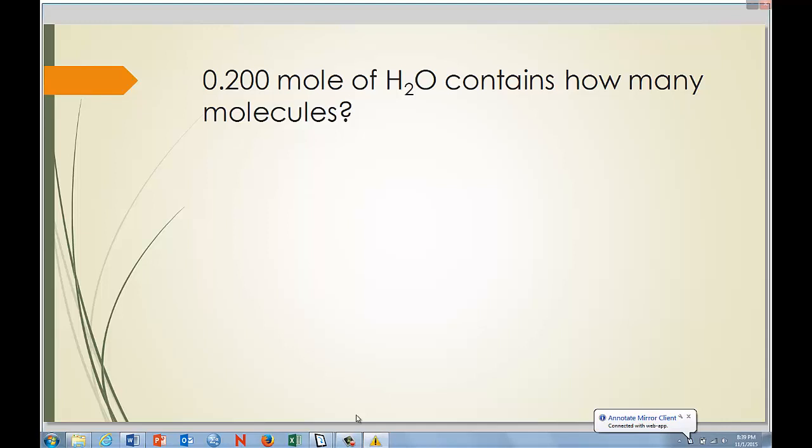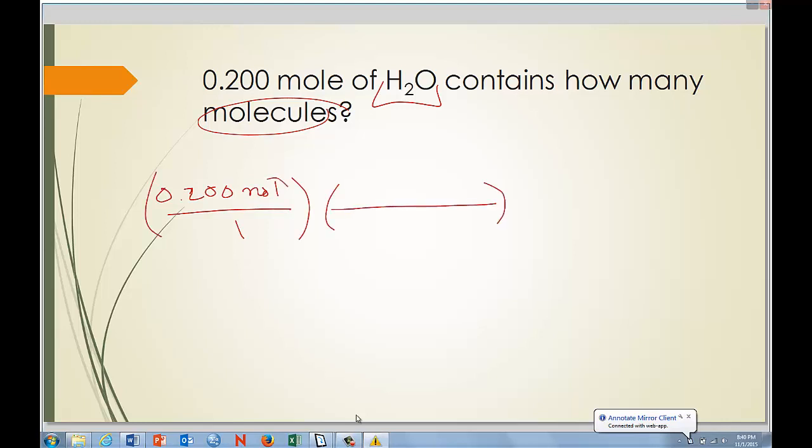0.200 moles of H2O contains how many molecules? Notice H2O is a molecule because it's the two nonmetals bonded together. So that's why we're able to use that number. So 0.200 moles of H2O over 1. Whatever's on top goes on bottom of the next one. Because we're looking at molecules, we're going to use Avogadro's number. I'm going to try to keep reinforcing the idea of what number to use when.